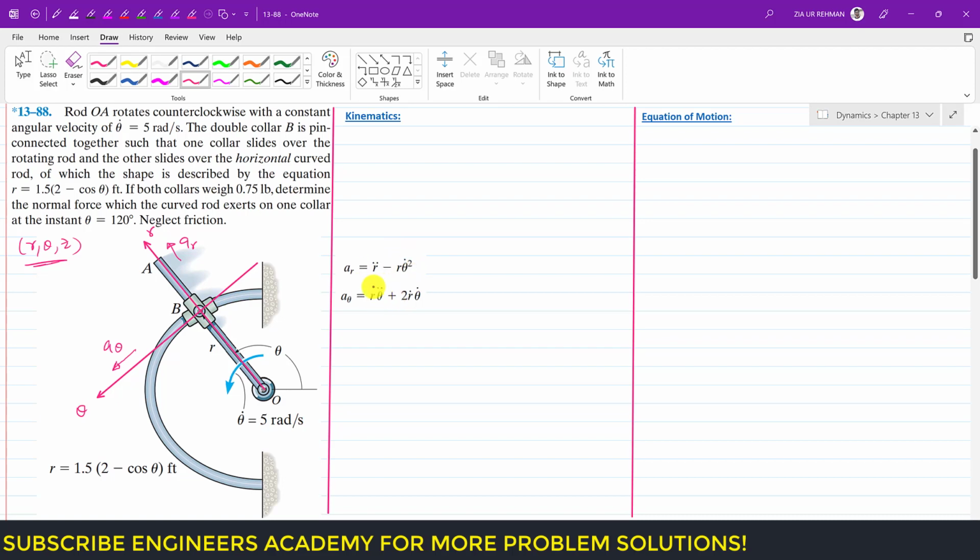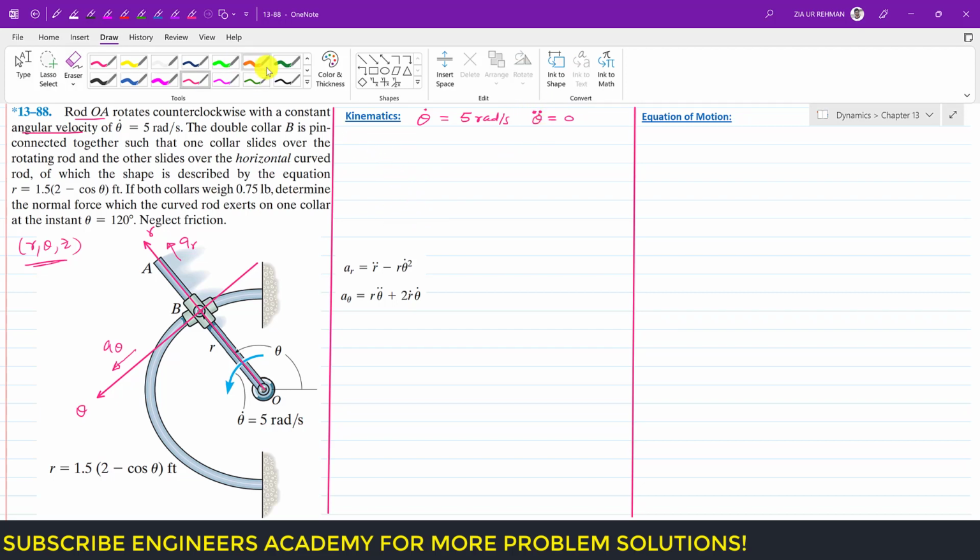So we have these two equations: this is the equation for a_r from the kinematics, and this is a_theta. We are given that theta dot, the angular velocity, is 5 radian per second, and it is said that the rod OA is rotating with constant angular velocity. So this means that theta double dot, the angular acceleration, is 0.